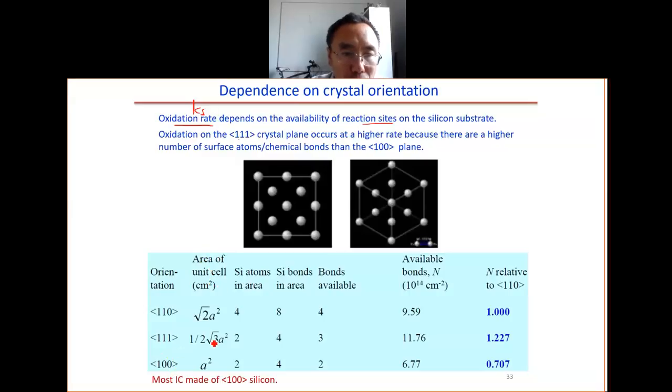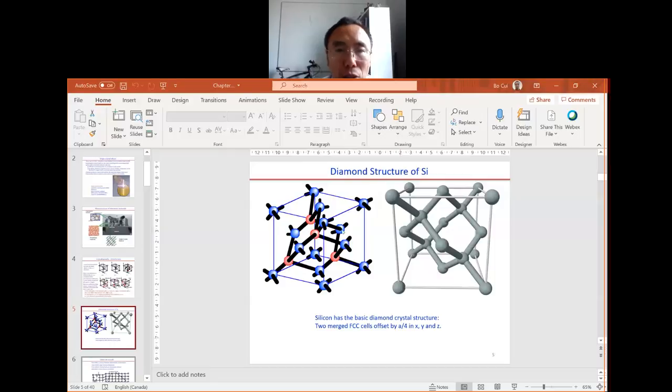This is the area of the unit cell, the silicon atom area, the available bond area. Then the N is the available chemical bond per area. So the N relative to 110 is given by those three numbers. If you want to know the numbers here, you need to know the arrangement of the silicon atoms. So you need to have a model like this in order to get all the numbers.